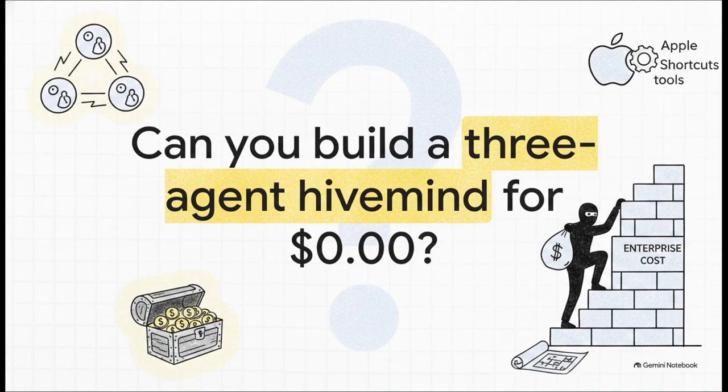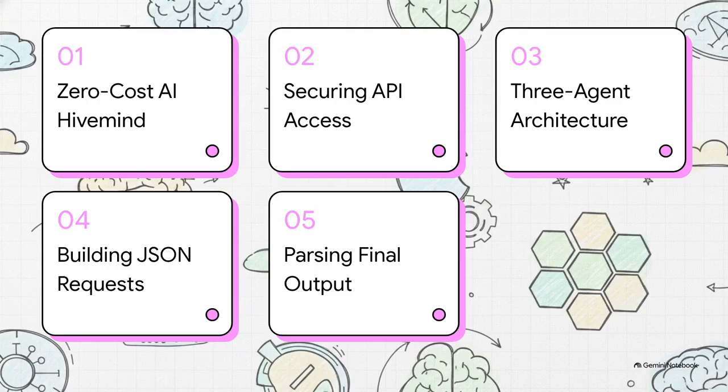So you might be wondering, can you actually build a 3-agent AI Hivemind for exactly $0? The answer is a massive yes. Think of this project a bit like assembling a high-tech heist crew. We are going to outsmart the system by leveraging generous free developer tiers and native Apple tools to pull off something that usually costs enterprise teams serious money. Okay, let's dive into this.